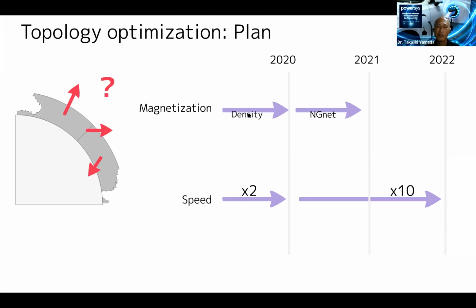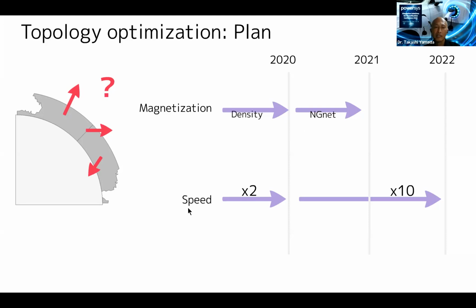By the way, we have two types of topology optimization approach. One is the density method. It's a quick one. And then we have another one, the energy net approach. This is more powerful. So this year we will implement a solution for this issue on the density method. Then next year we will put it in the energy net method. So this is the plan.